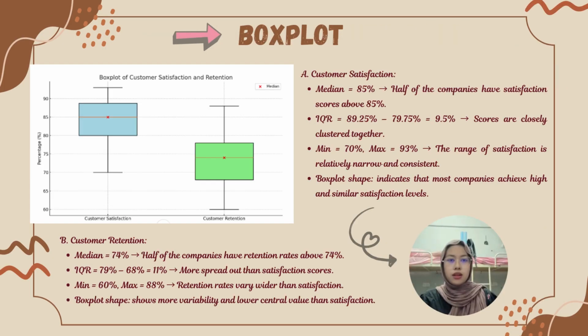The last one, I created a box plot to visualize both metrics. The blue box represents customer satisfaction, with the median marked by a red dot at 85%. The green box represents customer retention, with the median at 74%. From the box plot, we can see that the customer satisfaction data is more tightly grouped and stable, while the customer retention data is more spread out, showing greater variability.